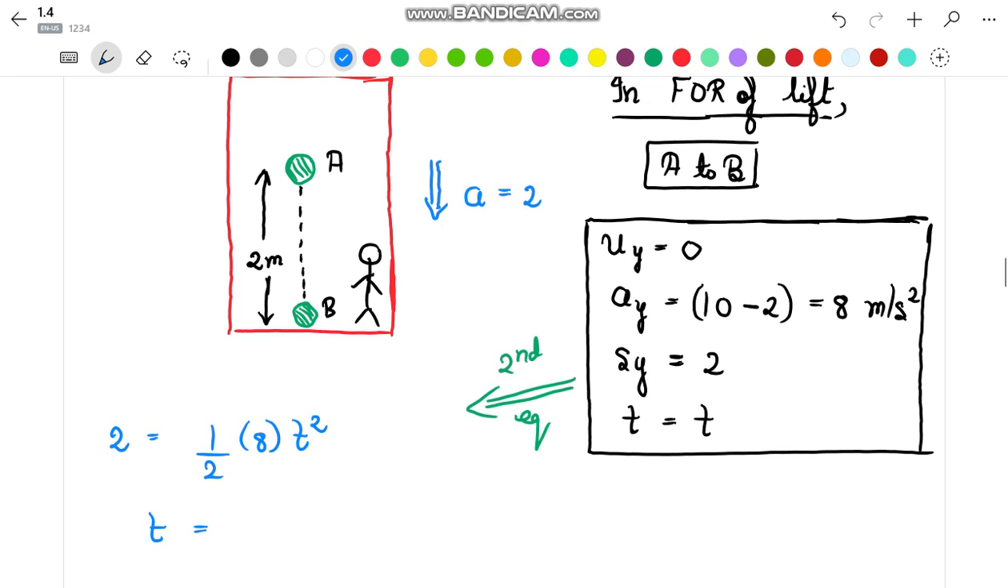So the value of t will be equal to 1 by root 2 seconds. So this is our final desired result.